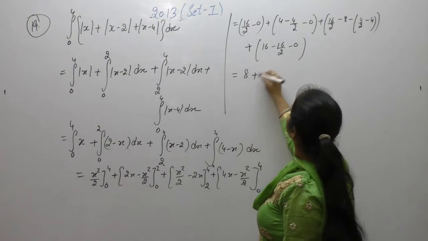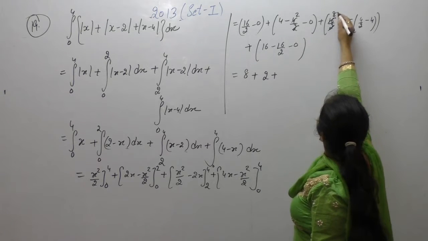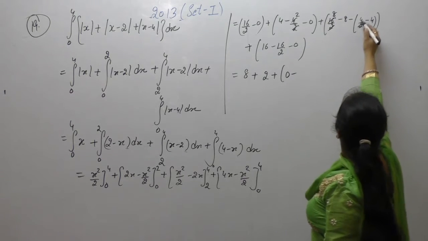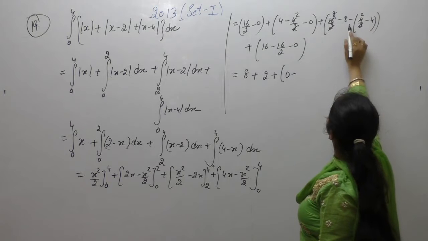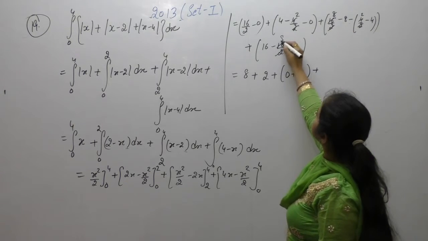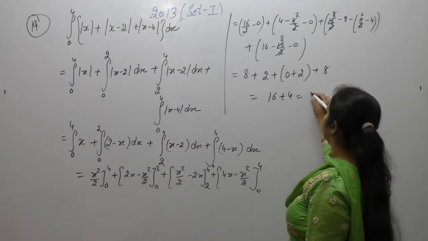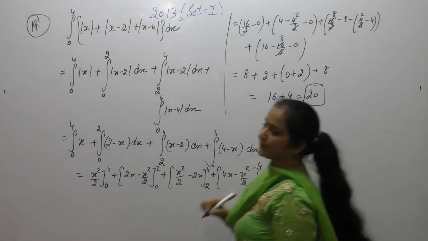16 by 2 is 8, 4 minus 2 is 2, 8 minus 8 is 0, 2 minus 4 is minus 2, minus minus plus here, 16 minus 8 is 8. So 8 plus 8 is 16, plus 4 is 20.